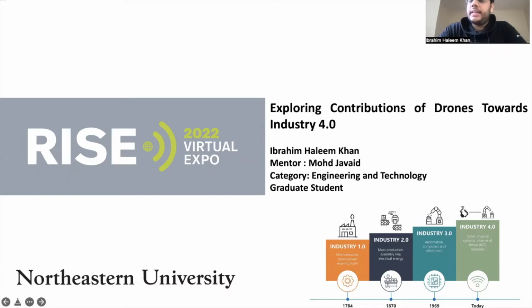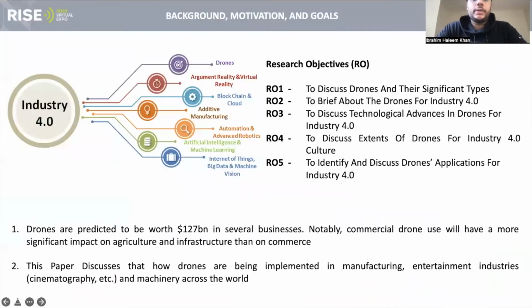Industry 1.0 is mechanization, like steam power engines and the weaving loom. Industry 2.0 was mass production, like Ford's mass production of cars, assembly lines, and electrical energy. Industry 3.0 was automation, computers, and electronic devices. Industry 4.0 is a combination of all of them: cyber physical systems, IoT, and node networks.